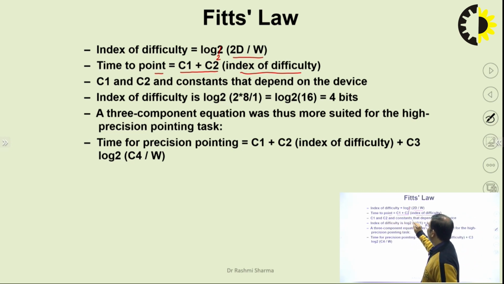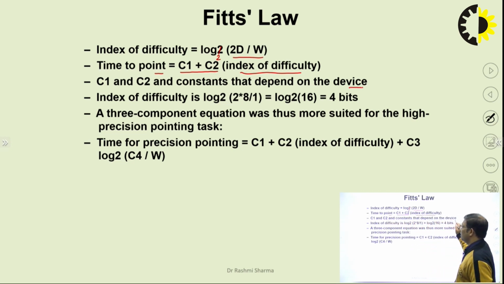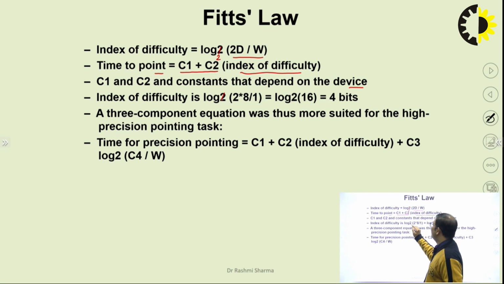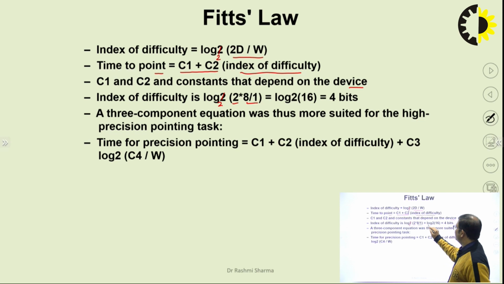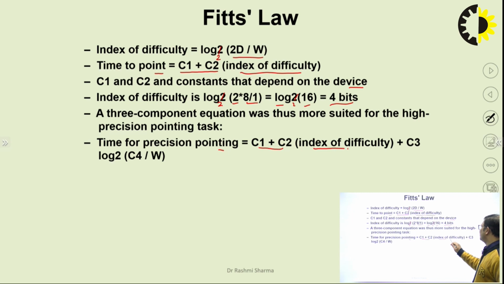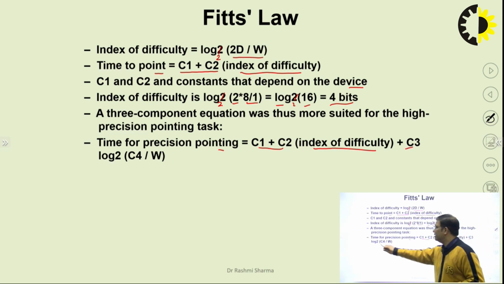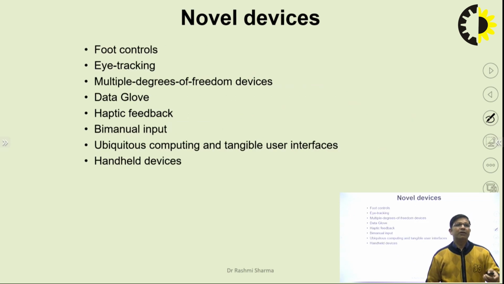C1 and C2 are constants that depend on the device, and the index of difficulty is log base 2 of 8 by 1, which equals log base 2 of 16, which is equal to 4 bits. A three-component equation was thus suited to the high precision pointing task. So, the time of precision pointing is C1 plus C2 times the index of difficulty, plus C3 times log base 2 of C4 upon W. Okay.